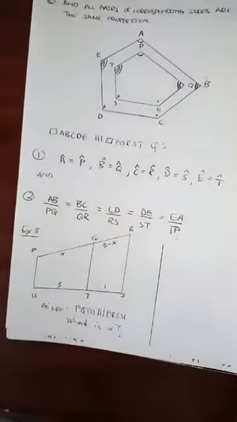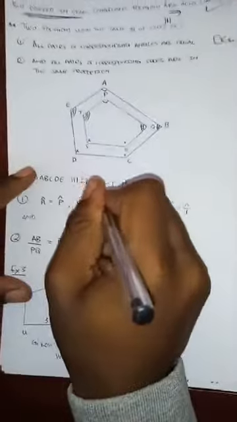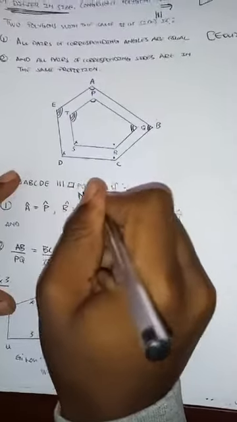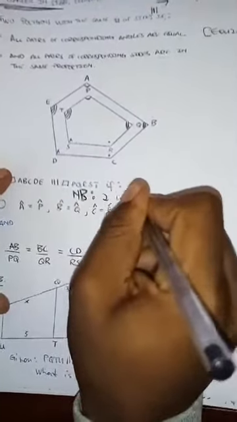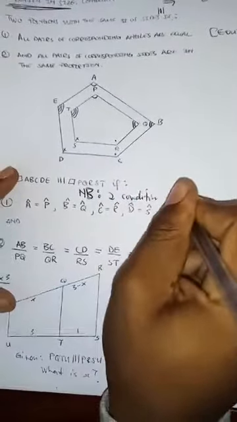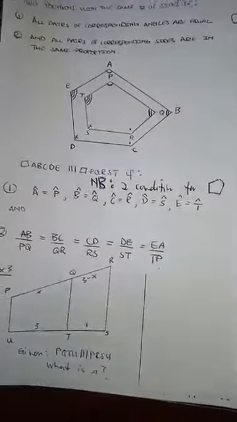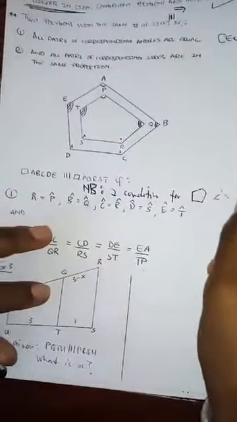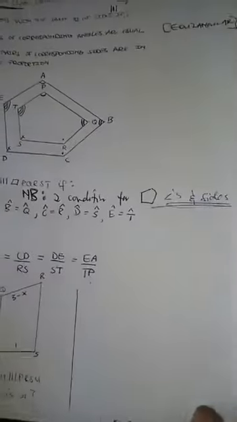I'm not going to bother proving that, but just know that these are important. So I will just say NB: two conditions for polygons, angles and sides. But for triangles, it must be one of the two.